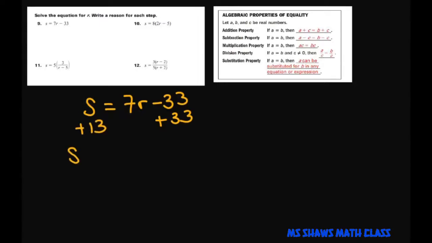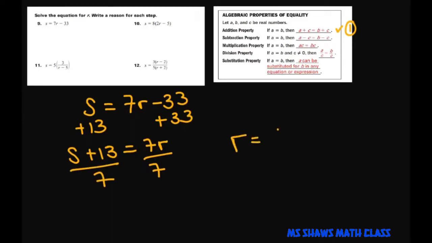So you get S plus 33 equals 7R. We use the addition property, so I'll call that one number 1. Then we divide both sides by 7. So you get R equals S plus 33 divided by 7. All right, and that one is the division property, so I'll call that one number 2 we used.